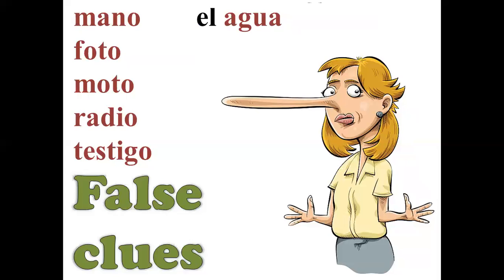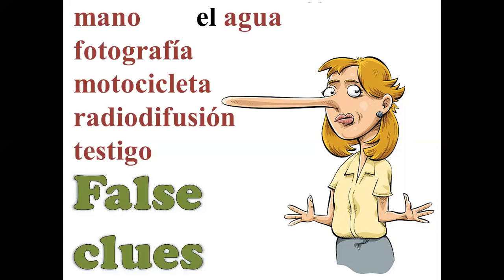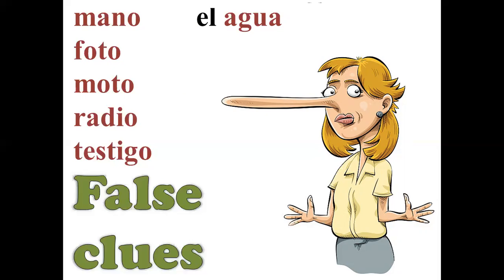Mano, hand. Foto, moto, radio, testigo. Mano is hand. It was feminine in Latin. Foto, moto, radio are shortened versions of fotografía, motocicleta, and radiodifusión that have been shortened, and we say la foto, la moto, la radio because of that. Testigo is the word for witness. If it's a female witness, it's la testigo, la testigo.